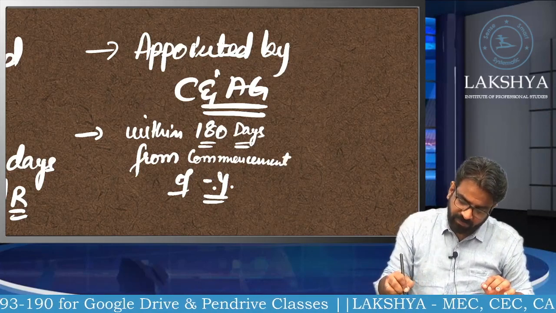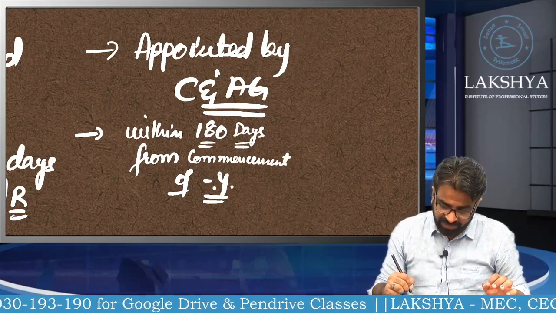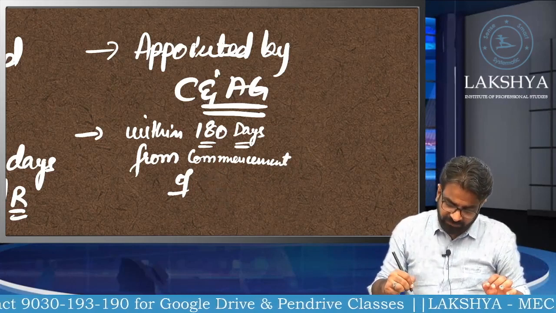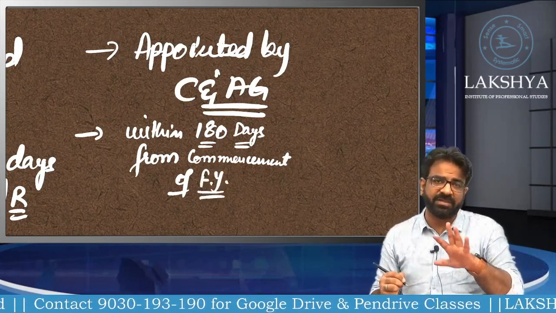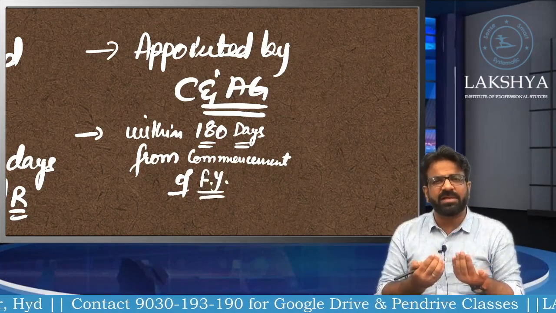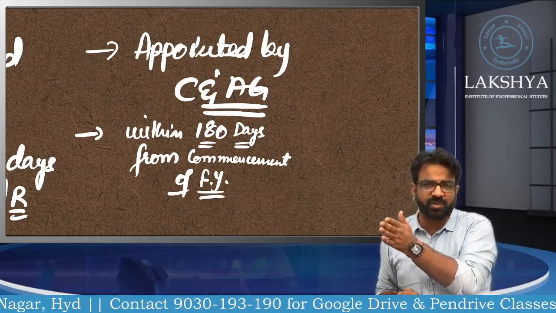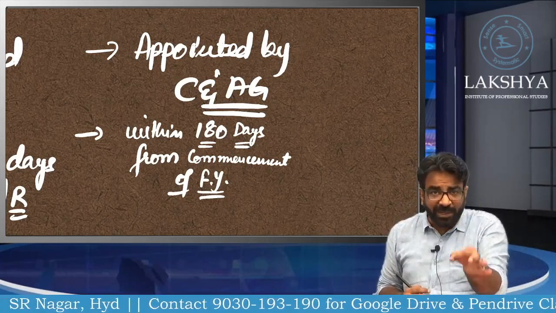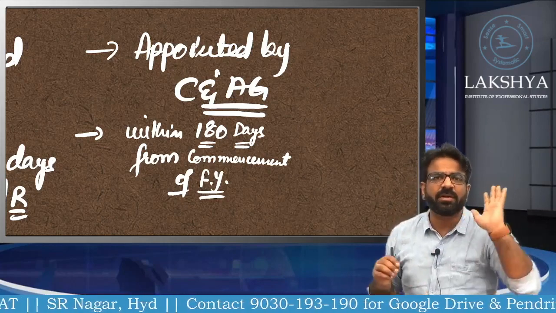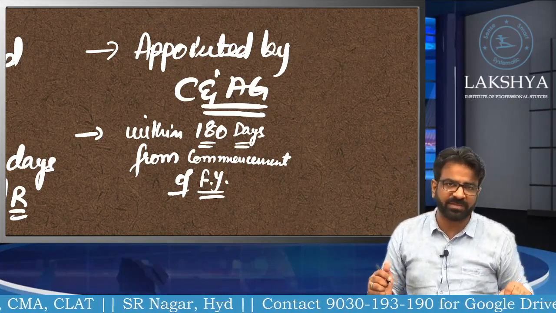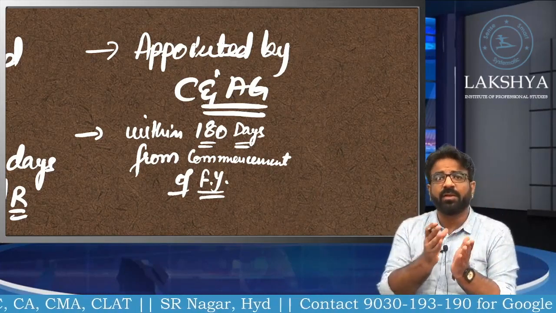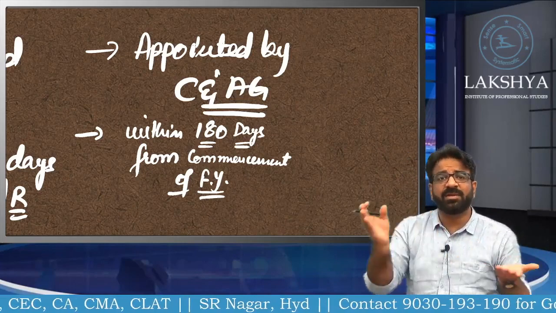Within 180 days from the commencement of the financial year. Now, tell me, when is the financial year commencing? From 1st April 2020, the financial year commenced. So approximately 180 days means what? By 30th September 2020, for the financial year 2021, the subsequent auditor must be appointed. Obviously, audit will start after the completion of a financial year, but you have to appoint the auditor within 180 days from the commencement of the financial year.